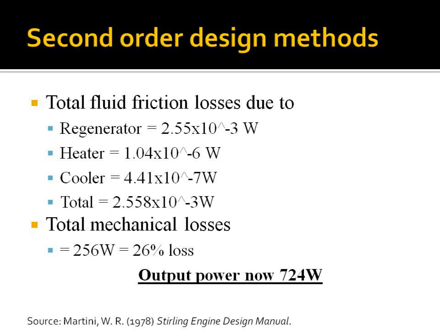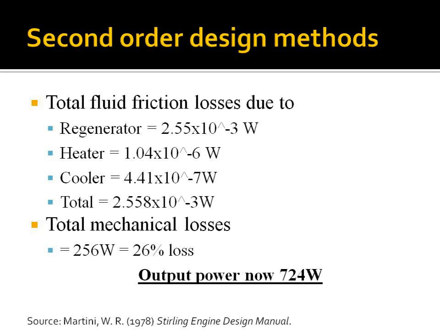Moving on to the second order design methods, we're looking at losses that are experienced. We're looking at total fluid friction losses due to the air traveling through the regenerator, the heater and the cooler. Very small losses, but it does all add up, and it's just really to note that the fluid friction losses as the fluid travels through the regenerator is greater than that experienced through the heater and the cooler.